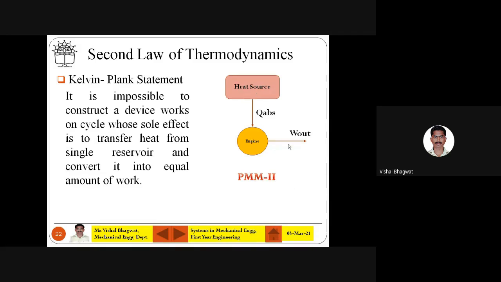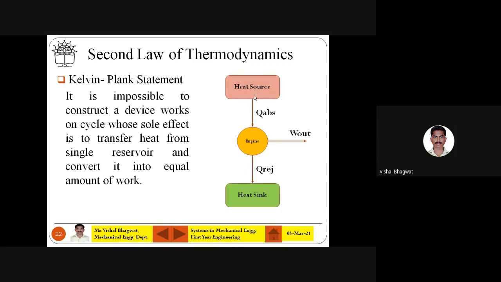This is the 100% efficiency figure, and that is of PMM2, because it is not obeying the second law of thermodynamics. And what is said? It is not possible. It is impossible to convert all the heat into work. Then what is the figure of the Kelvin-Planck statement? Here there are always losses.